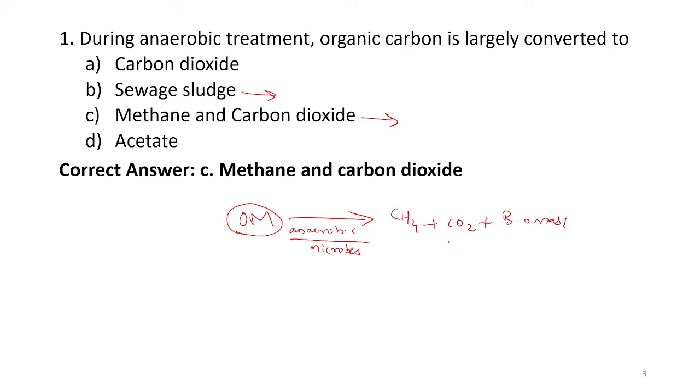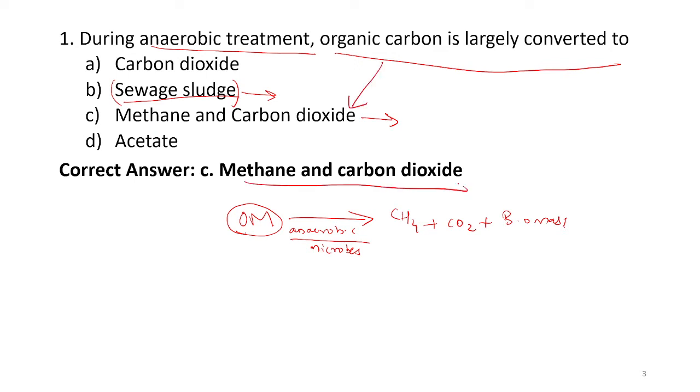So the major advantage of anaerobic treatment is that the sewage sludge production is minimal or less compared to the aerobic treatment system. You would have read somewhere about the difficulties in treating or handling the sewage sludge. So one of the major advantages of the anaerobic treatment system is the minimal production of sewage sludge. So our question is, the organic carbon is largely converted to methane and carbon dioxide. Hence option C is the correct answer. I hope it is clear for you now.